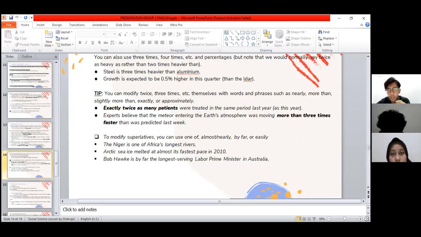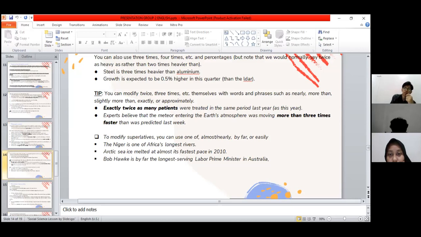and percentage, but note that we would normally say twice as heavy as rather than two times heavier than. Example, steel is three times heavier than aluminum. Growth is expected to be 0.5% higher in the quarter than the year before.